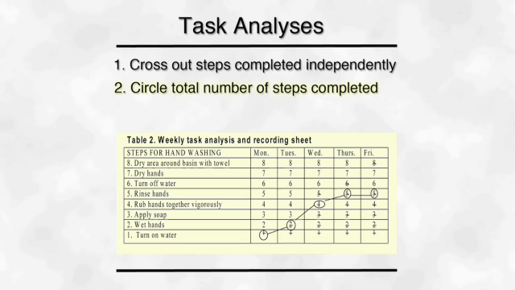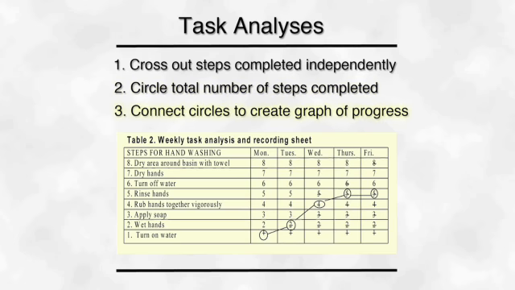The third Wednesday here, steps 1, 2, 3, and 5 are completed. So we circle 4 for the total number of steps completed. And the next day we have the first 5 steps, and we circle that 5. So at the end of the month then, what you can do, and this can be used for self-monitoring very easily, is you simply connect the circles. And then you have a graphical representation.